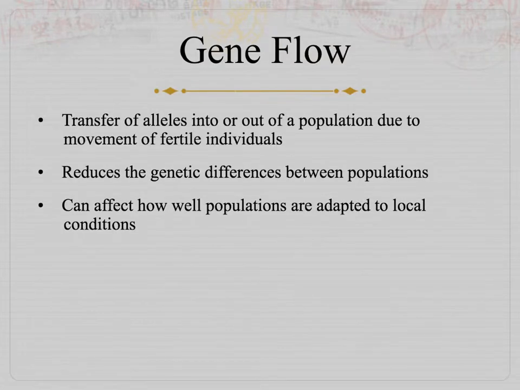Okay, and gene flow is that third one that we're going to talk about that affects evolution, and that is the transfer of alleles into or out of a population. So emigration and immigration. And that's only for fertile individuals. We don't care if organisms move in or out that aren't fertile because they're not going to affect the gene pool that gets passed on. What this does is reduce the difference between populations because we have a flow back and forth of genes, and sometimes it can affect how well an organism can be adapted to its environment.